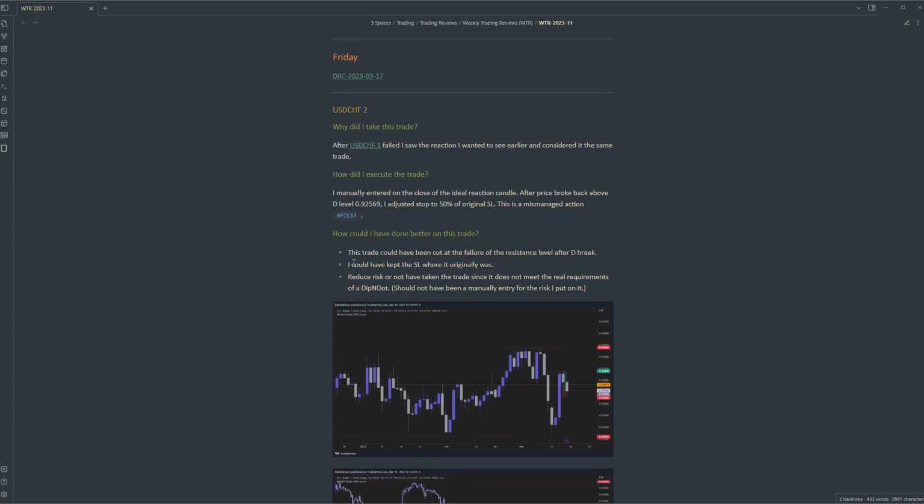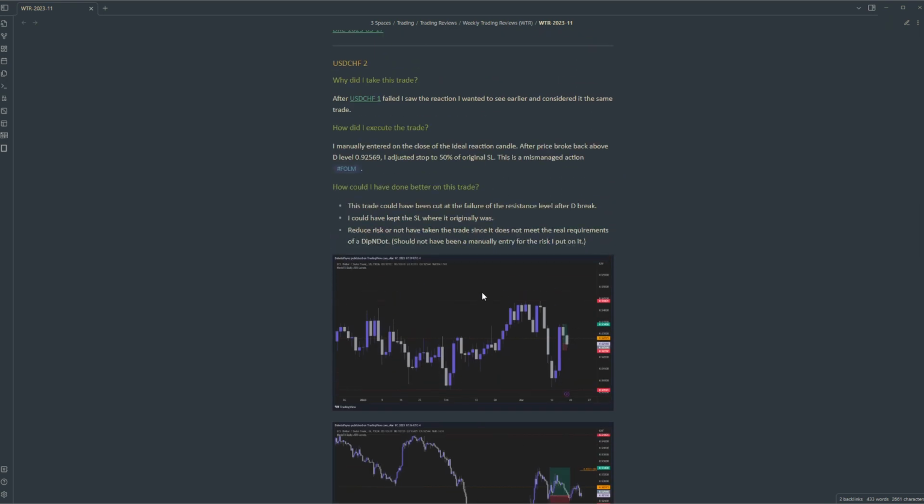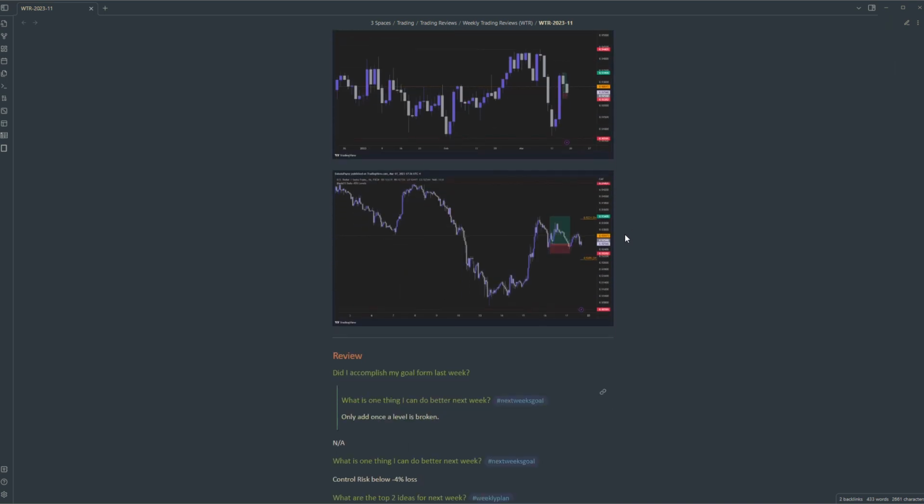Okay, how could I have done better on this trade? I could have kept myself where it was originally at, which I wouldn't have been stopped out at this point, even going into the weekend, if I kept the stop where it was, and then reduce risk or not have taken the trade since it does not meet the real requirements of a Dippin' Dot. Dippin' Dots have to be limit activated, not manually entered. So I treated it like a Dippin' Dot, which is one of the best trades that I have, and it wasn't. So I put too much risk on that particular trade, unfortunately.